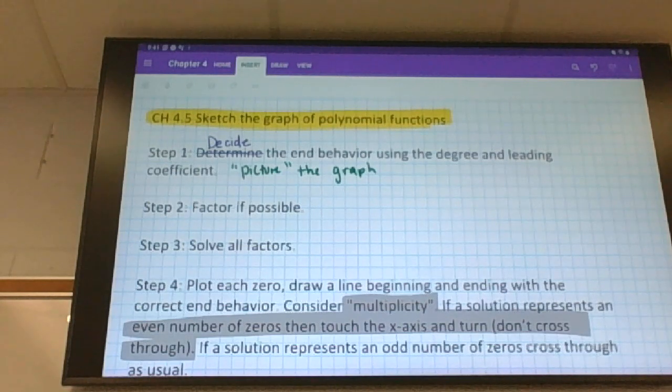Number 4, there's a lot going on there. It's a lot to write. There's actually a whole definition there. So I'm going to talk about multiplicity in just a moment. I'm going to wait and let you guys catch up. I know you're writing a lot.